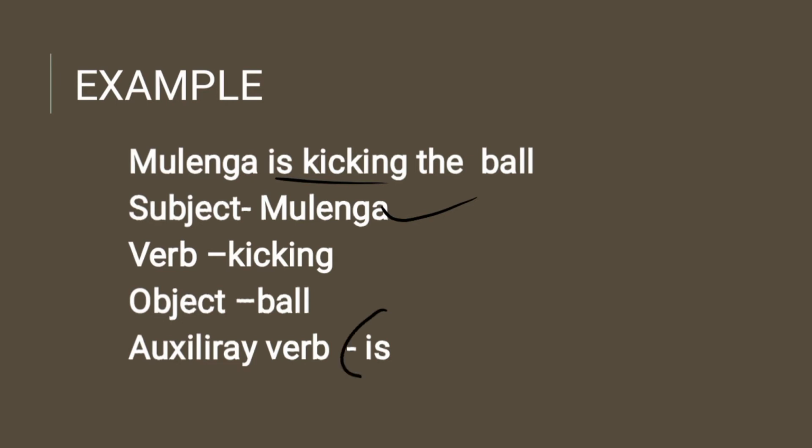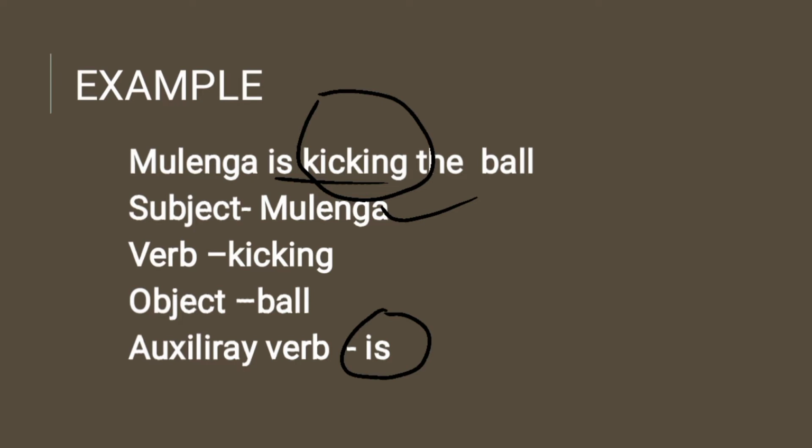Now, there is another part that is very important. This word: is. We call this an auxiliary verb. Why? It always comes before the main verb. The main verb is kicking. Now, which word can you see coming just before the word kicking? It is, right? So, is is called the auxiliary verb.